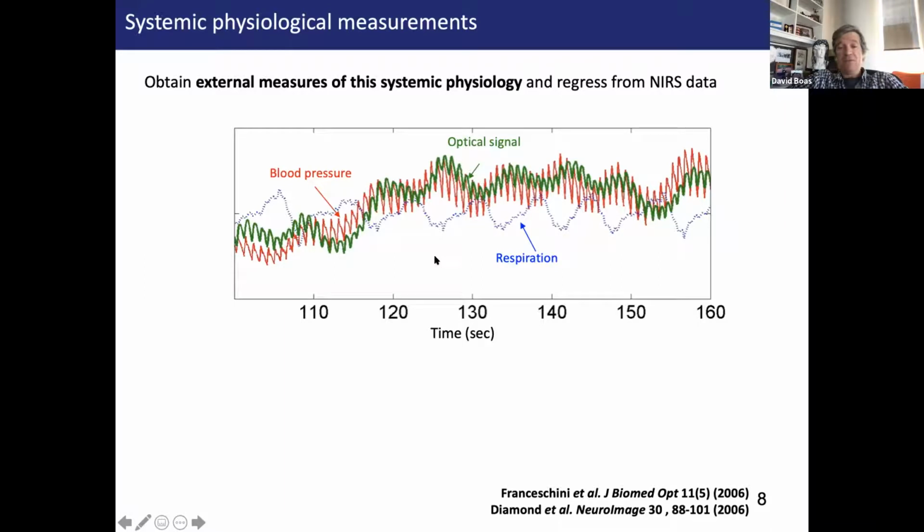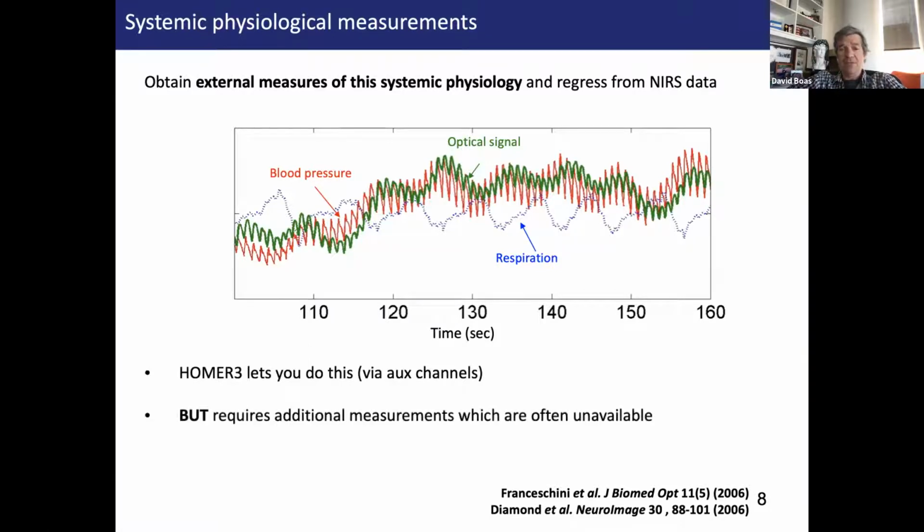And so we investigated actually using this red line from the blood pressure trace as a regressor in a general linear model, published in these papers, that idea, and it worked very well. So if you record these auxiliary signals, we can bring them into Homer and incorporate them into the general linear model. But to do that, of course, you need to have those independent measurements. There are nice devices out there. We use the BioPac devices for this, and it works very well.